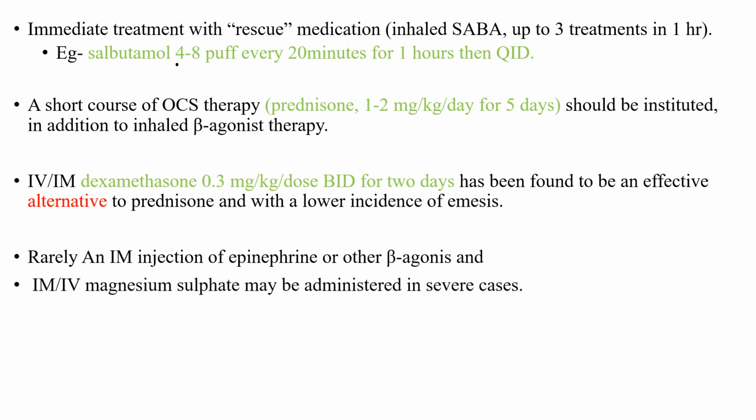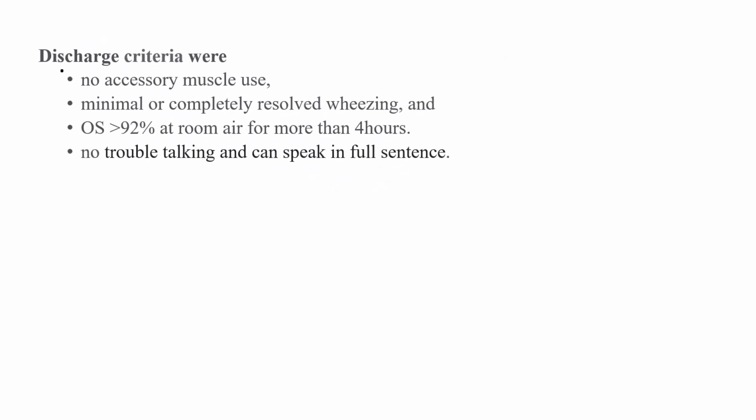After admitting a child for asthma exacerbation, the discharge criteria are no accessory muscle use, minimal or completely resolved wheezing, oxygen saturation more than 90% on room air for more than 4 hours, and no trouble talking, able to speak in full sentences.